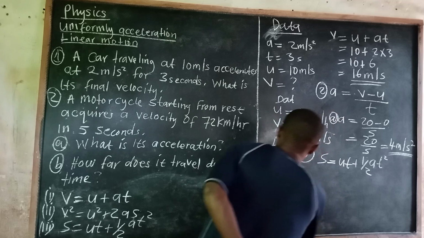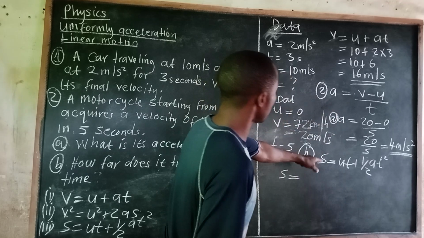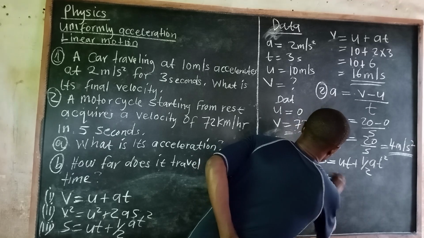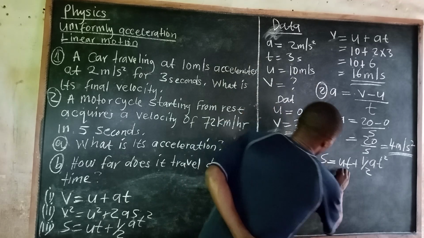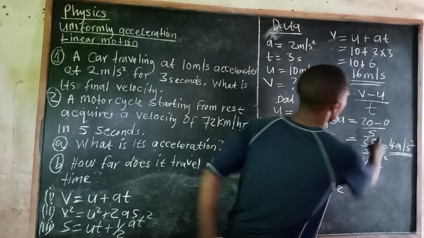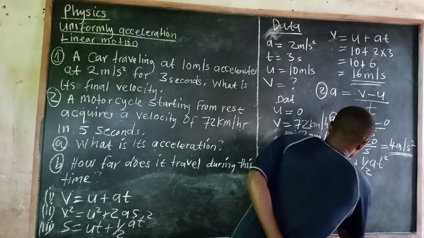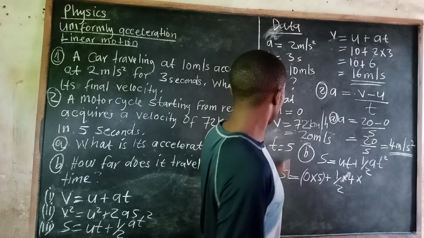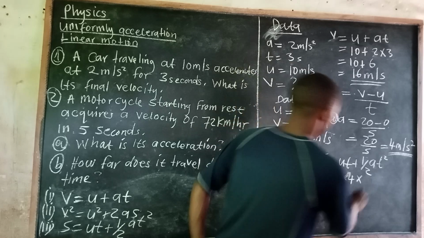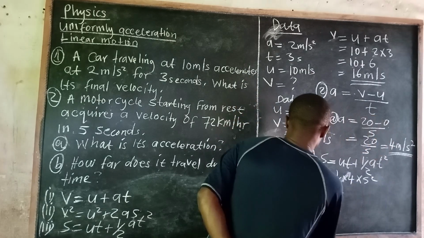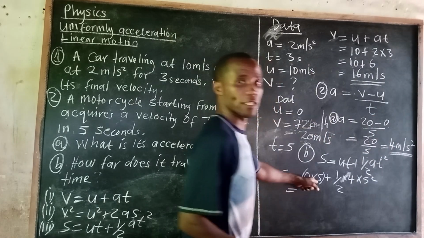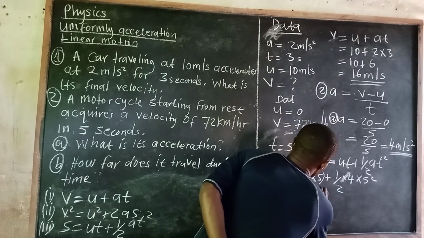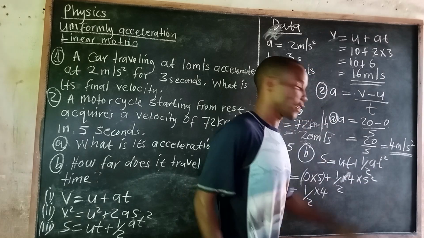Now let us substitute according to the information that we have. The initial velocity is 0, so we say 0 times time, which is 5, plus half, that is 1 over 2, then the acceleration we found, 4, times time, which is 5 seconds, so 5 squared, because there is a square there. Then let us simplify. 0 times 5 is 0, so we remain with 1 over 2 times 4, times 5 squared, which is 25.